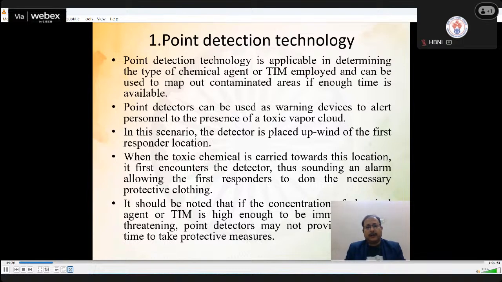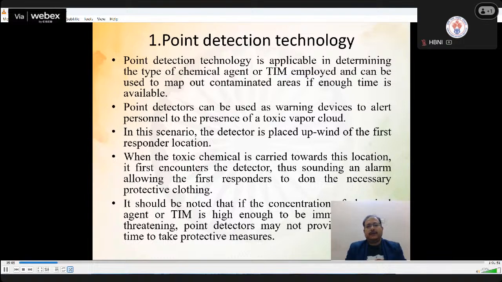In this scenario, wherever the alert mechanism is required, the detector is placed upwind of the first responder's location. So wherever the first responder is, when the toxic chemical is carried towards this location, it first encounters the detector, thus sounding an alarm, allowing the first responders to don the necessary protective clothing. Whenever this type of technology is being used, it is easily understood that it would really help the first responders in an alarm situation, and it would easily detect what type of alarm is required.